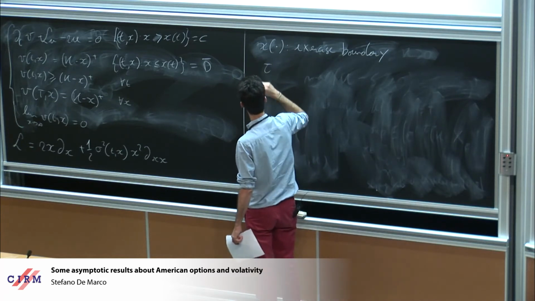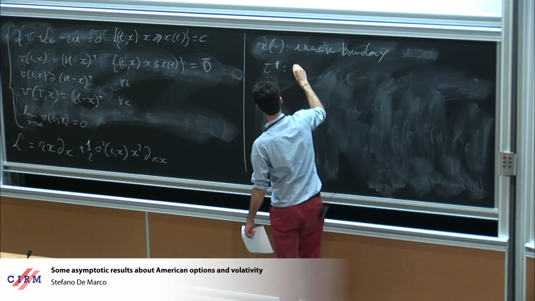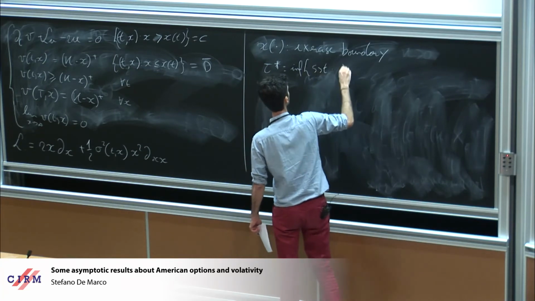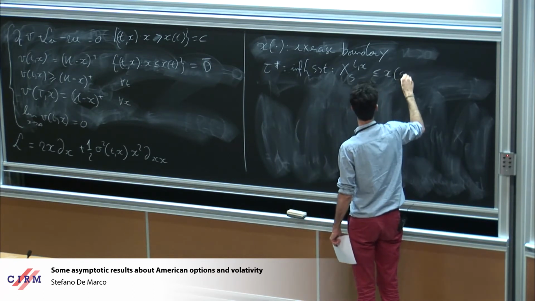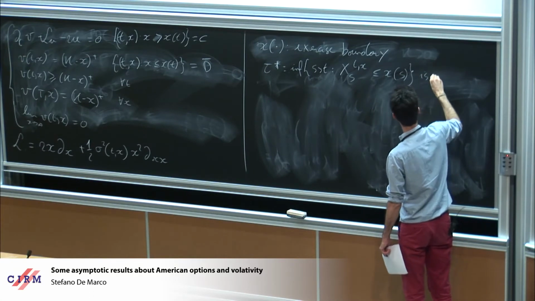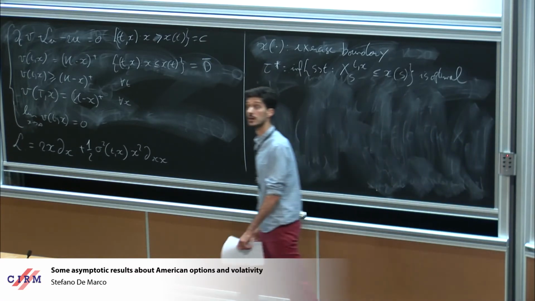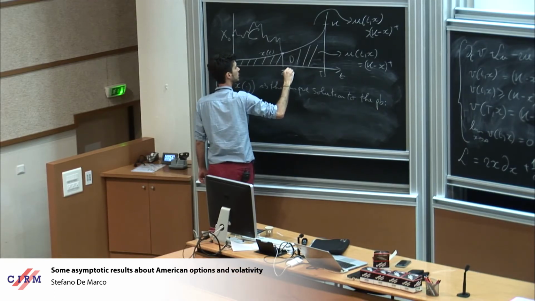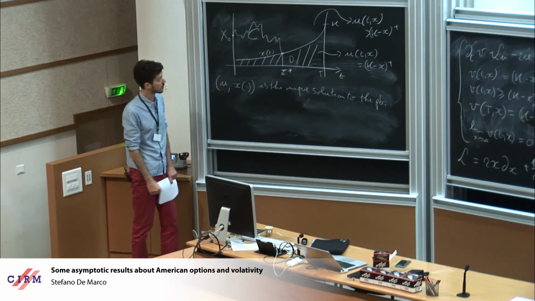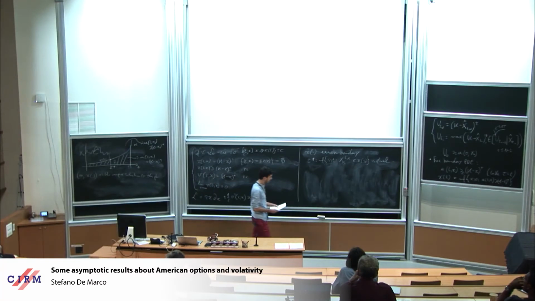Why? Because the stopping time tau star, defined by the infimum of times at which I go below the level of this boundary, is optimal for the stopping problem defining the value function. So I start from here. If I start from here, the process diffuses, and the first time it goes below this boundary is the optimal time for stopping.